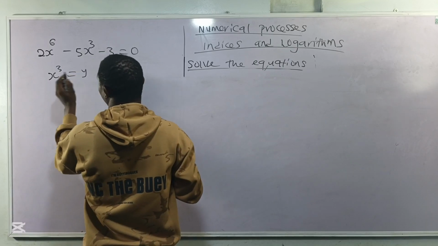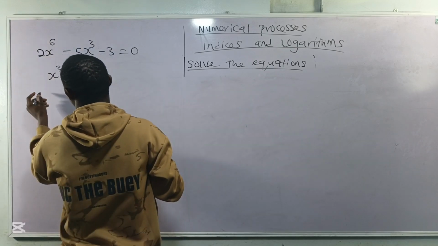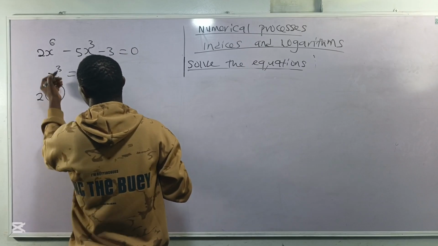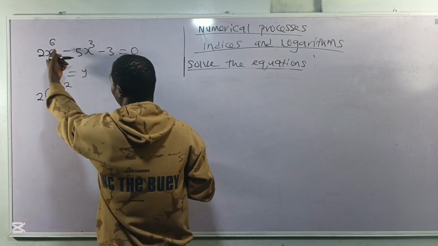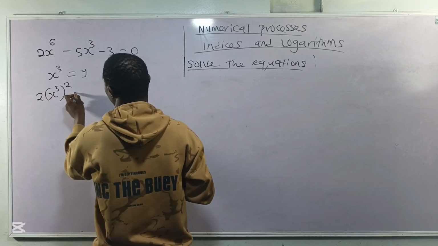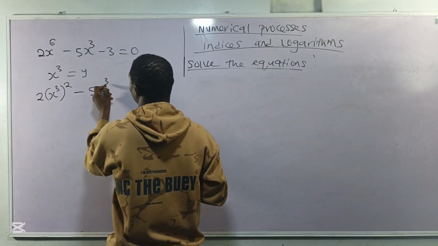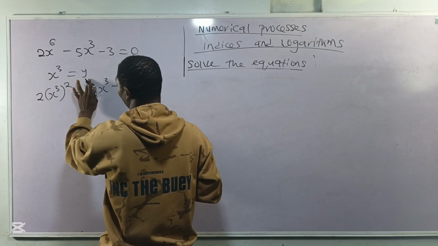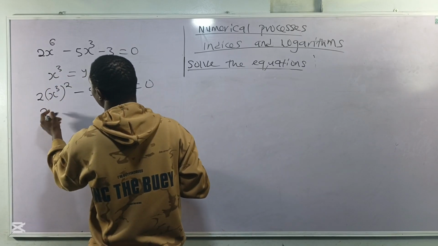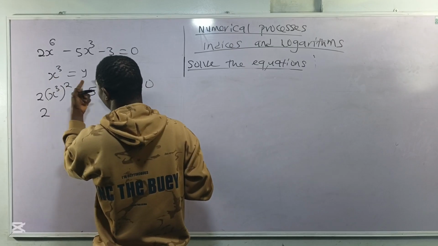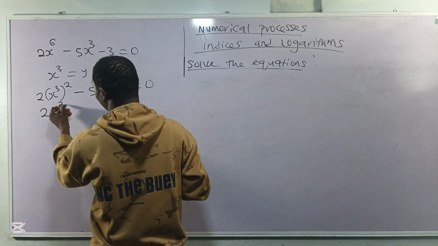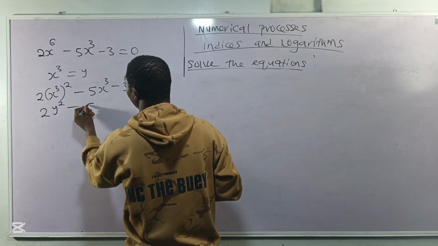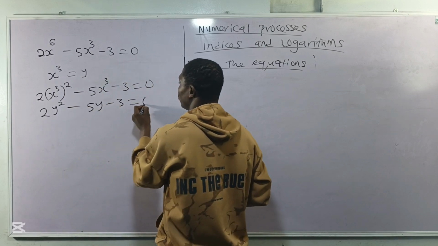Y. Now this can be expressed as 2 times (x^3) squared, because 2 times 3 will give me x^6 from indices, minus 5x^3 minus 3 equal to 0. So I said let x^3 equal to y. So I have 2 in bracket, in place of x^3 I'll put my y, so I have y squared, minus, in place of x^3, I'll put my y, so I have 5y minus 3 to be equals to 0.